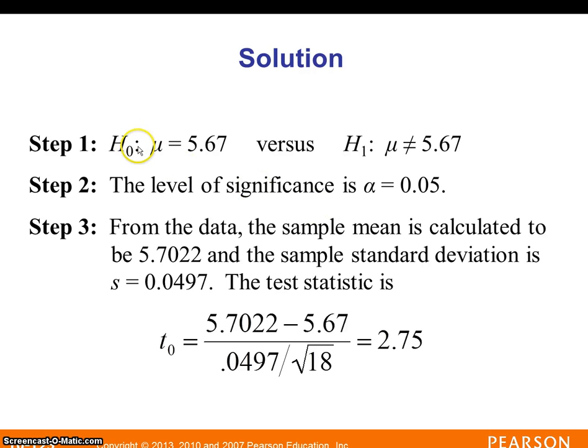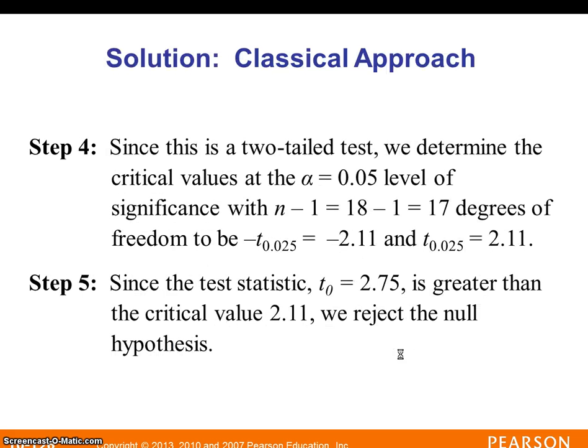So again, the null hypothesis in this case would be that mu is equal to 5.67. And then the alternative hypothesis would be that there's some difference, so this will be a two-tailed test at this level of significance. In this case, I'm not going to go through the procedure for computing the mean and the standard deviation, but here they are. Throw this into your test statistic and that would give you 2.75.